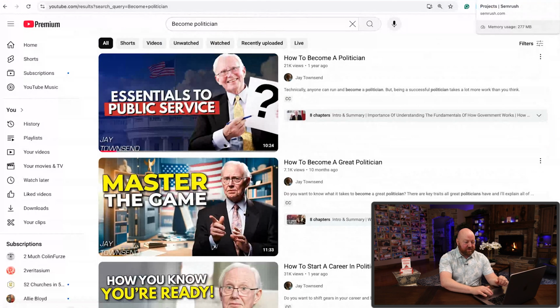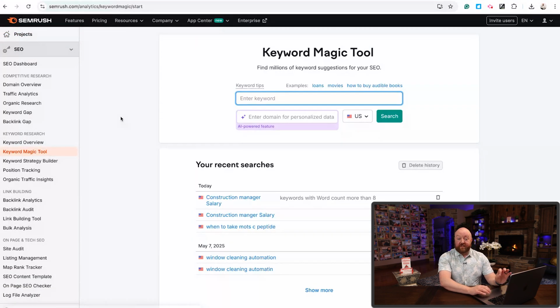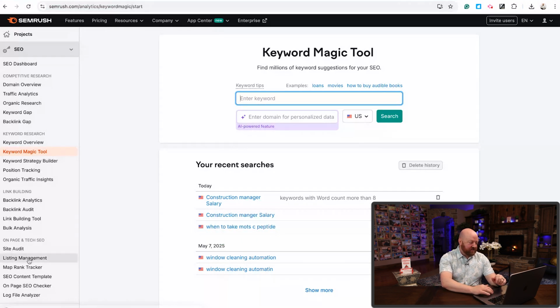All right, I'm going to show you a tool. This is called the Keyword Magic Tool. Of all the tools out there, this is the tool that I use and recommend. You can get a 2-week free trial if you go to herokeywordtool.com. It's on the website SEMrush, and they have this whole suite of tools. Of all these tools, this is the one that I use.